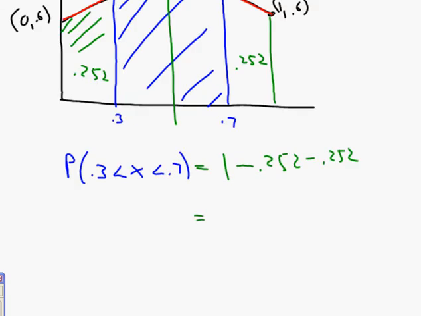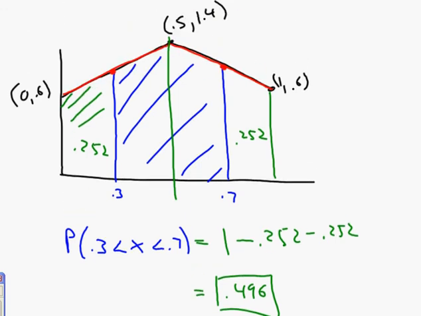Or 0.496. So take advantage of symmetry while you can. I've been trying to encourage you to do this with the normal distributions, but it works in any symmetric distribution.